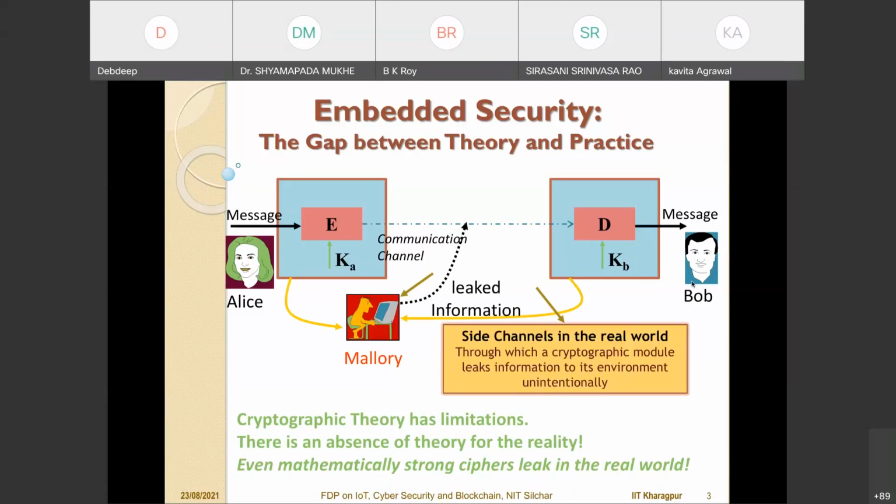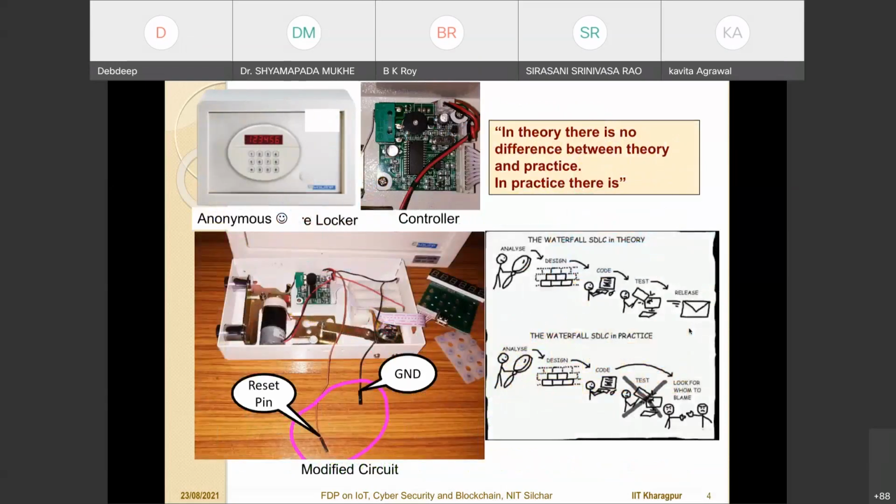Side channels are information sources in the real world through which a cryptographic module, if you take a crypto algorithm and implement it on either software or a hardware device, may still leak information to the environment, often in an unintentional fashion. For instance, the power consumption of the device, the time required to do a computation, and so many other possible manifestations or information leakages can lead to the complete collapse of the crypto system. So how do you handle them? That is essentially the target.